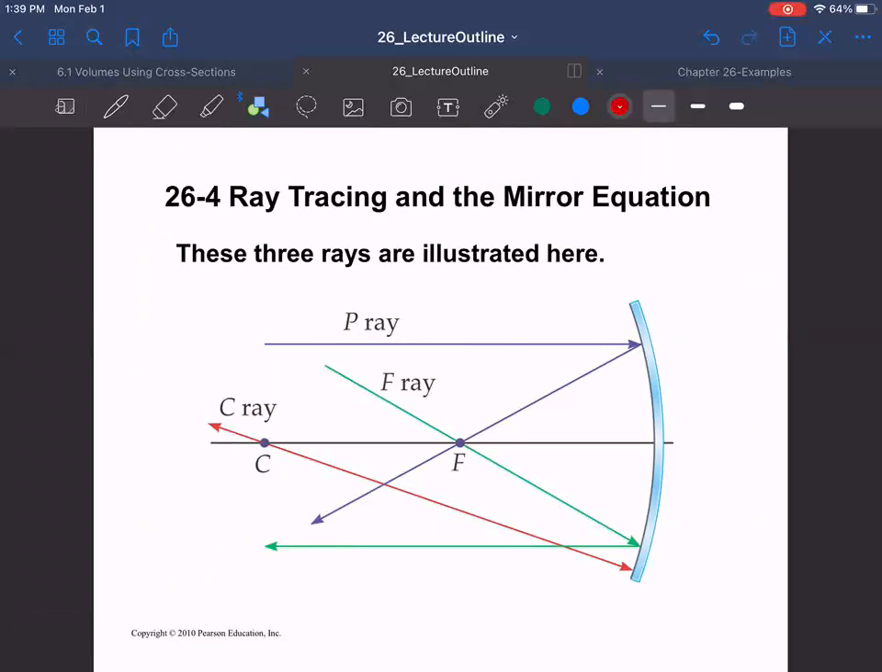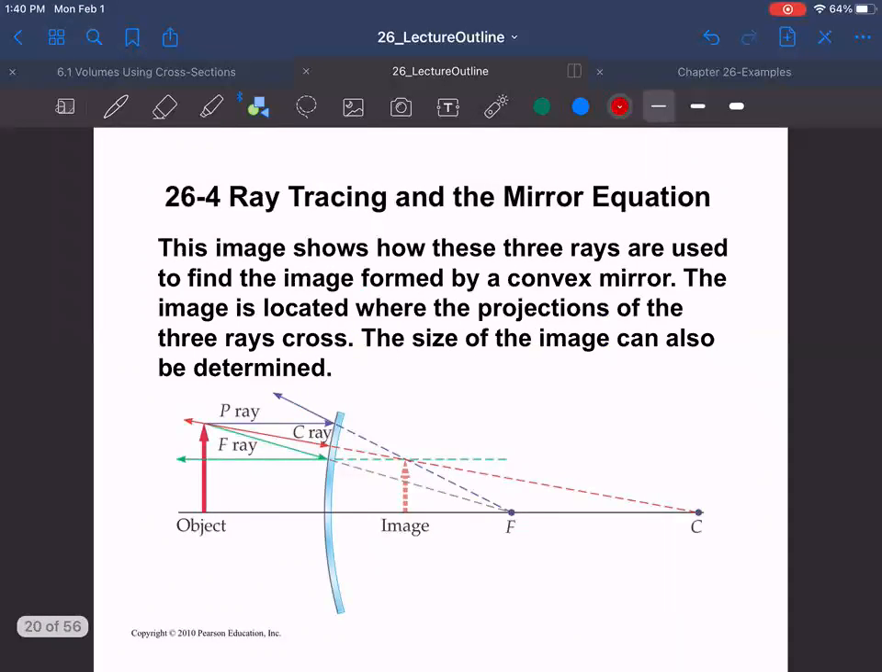So you can see here, the one that goes in parallel that your book calls the P ray reflects back through the focus. We've already been talking about that. If you have a light that comes in through the focus, big surprise, it reflects back out parallel. That's the green one. And then if you have one that comes in through the center, it simply reflects back upon itself and goes back out through the center. That's the red one. And we can use these three ideas to come up with where images will form when looking at mirrors. Okay, these three main ones. In parallel, out through the focus. In through the focus, out parallel. In through the center, back out through the center.